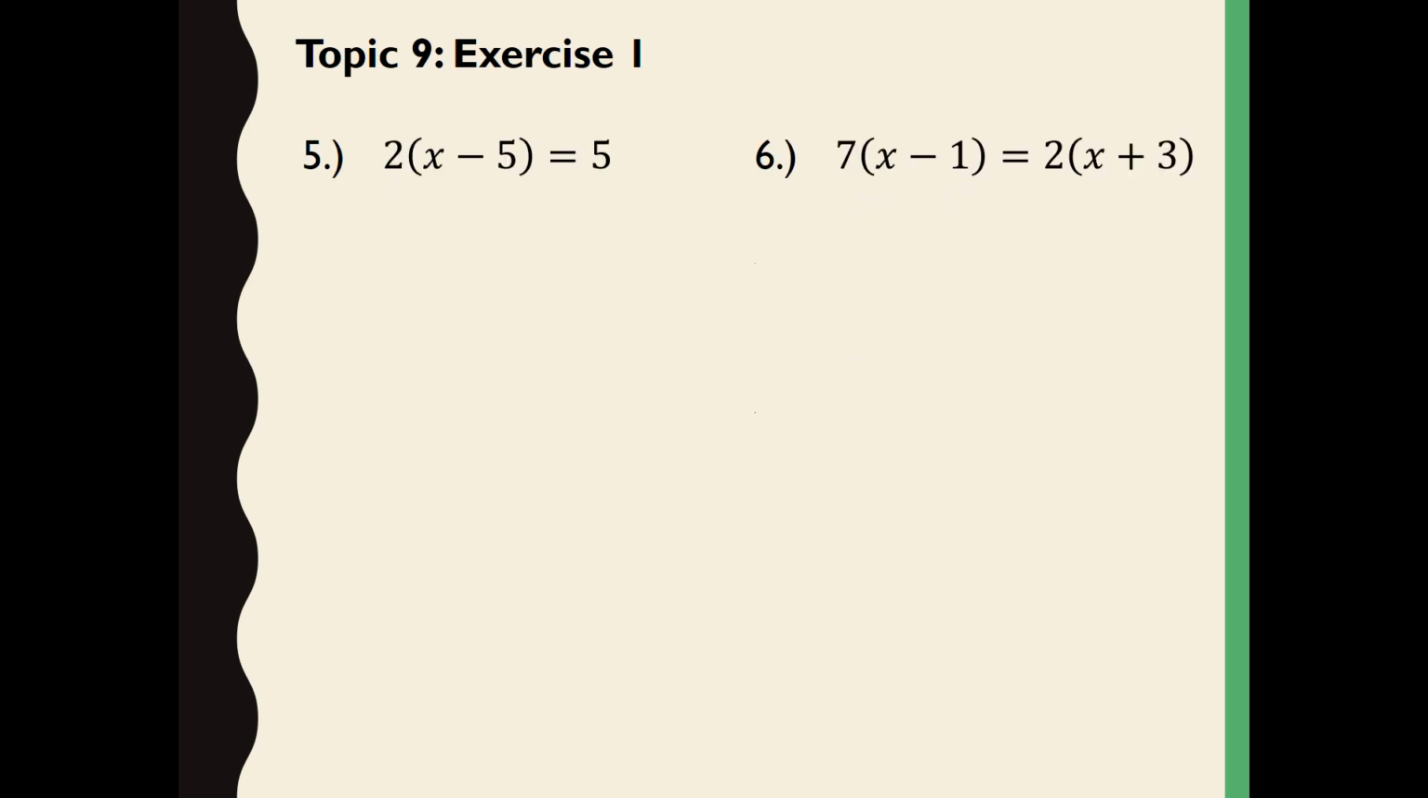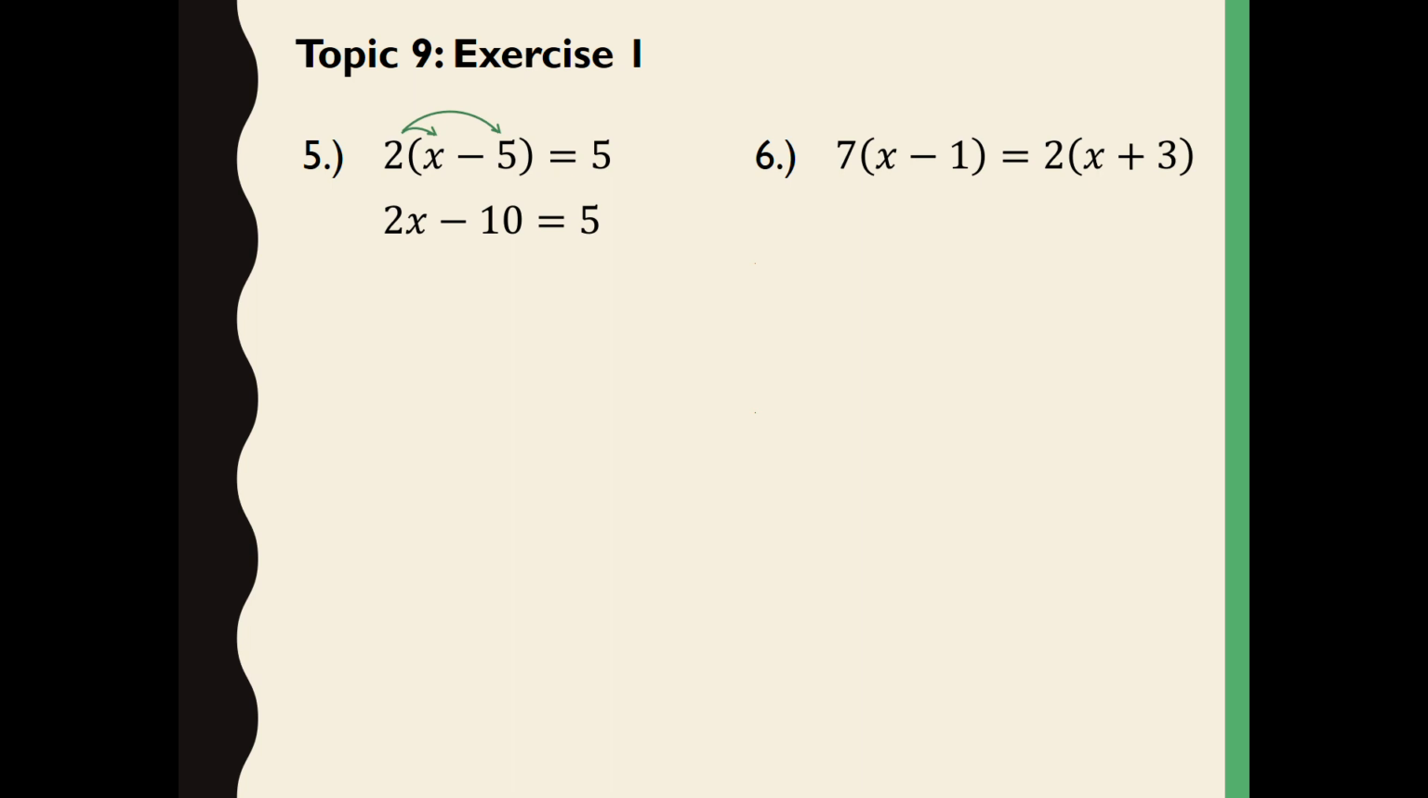Alright, number 5 and number 6 you can try by yourself. For number 5 and number 6, remember you need to distribute. So I'm going to say 2 times x, 2 times negative 5, and then you can solve the equation. Once you've distributed, you drop your brackets. So try those before you carry on with the video.